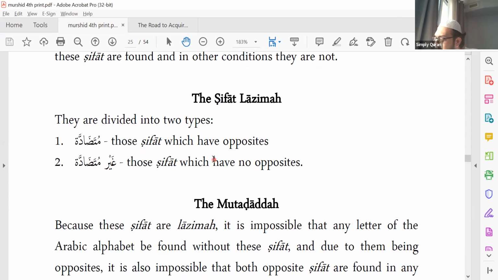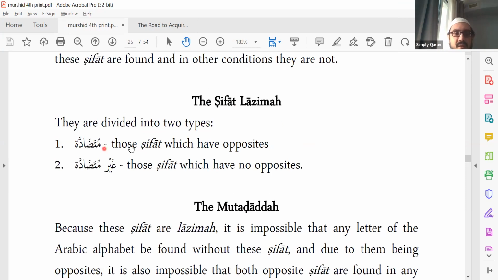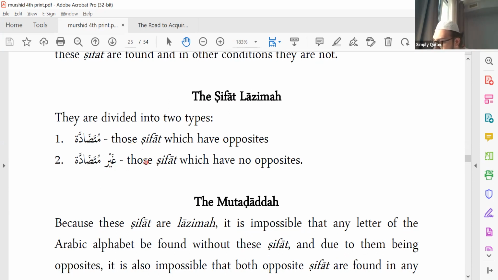Okay. So we have permanent, right? You can say permanent, I guess. And then you have intrinsic. You have temporary or circumstantial. So I'm going to use these, I guess, for now. And the permanent, or the lazima, breaks down into mutadadda, those which have opposites, and those which have no opposites, okay? I'm just giving you an example of how you can use diagrams or whiteboards or whatever to try to learn knowledge.